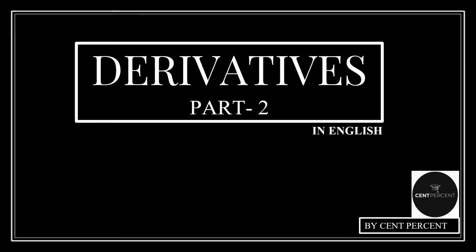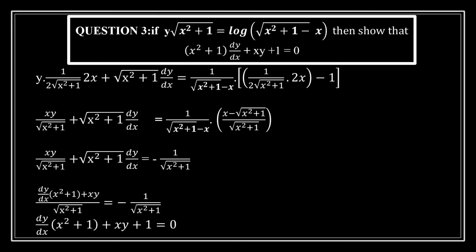Today we have some more questions regarding derivatives. So let us begin with the first question. The question goes: if y square root of x square plus 1 is equal to log of square root of x square plus 1 minus x, then show that (x square plus 1) multiplied by dy by dx plus xy plus 1 is equal to 0.